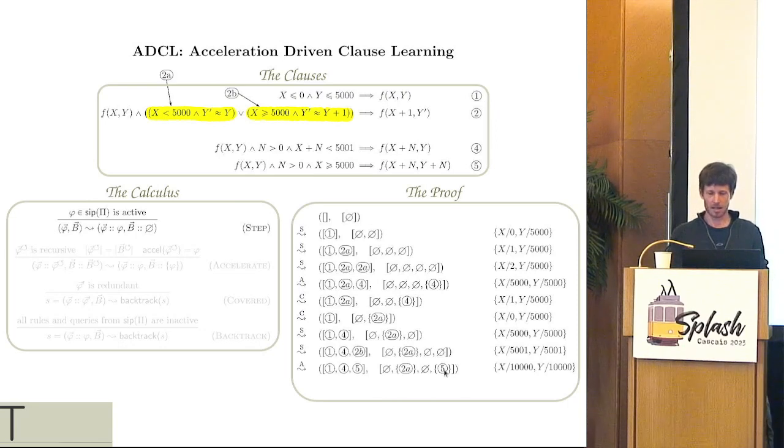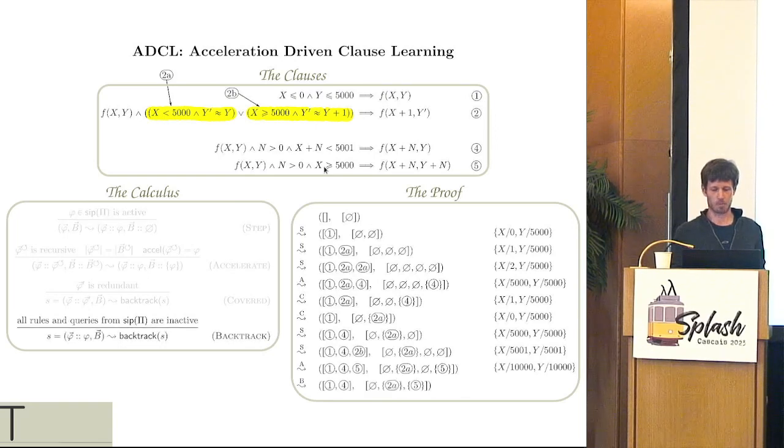Okay? So we cannot use clause number 2b, and we can also not use 2a or 4, because they require that x is bounded by 5,000. But the last element of our trace is clause number 5, which requires that x is greater or equal than 5,000. So we cannot apply them either. Hence, we are stuck. And in this case, we can backtrack using our last rule. So we drop clause number 5 and block it.